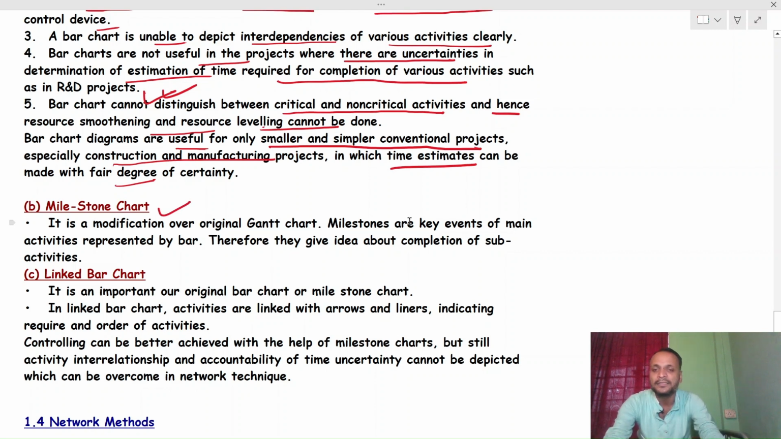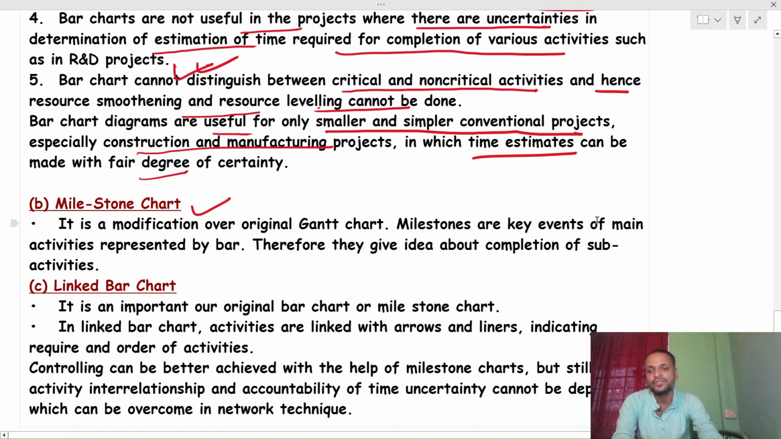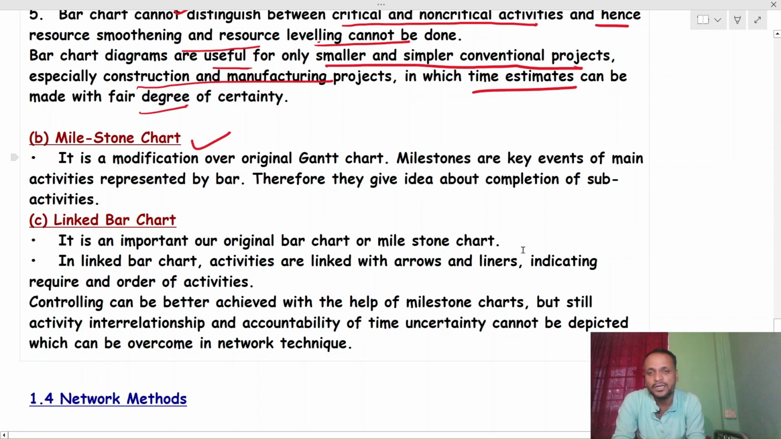ओके, इस बार चार्ट को करने के लिए क्या आता है, माइलस्टोन चार्ट आता है. ओके, सो इट इज अ मॉडिफिकेशन ओवर द ओरिजिनल गैंट चार्ट. उसके जो लिमिटेशंस थे उसको माइलस्टोन चार्ट में एड्रेस करने की कोशिश की गई है. सो माइलस्टोन आर की इवेंट्स ऑफ मेन एक्टिविटीज रिप्रेजेंटेड बाय बार, therefore they give idea about completion of sub activities.